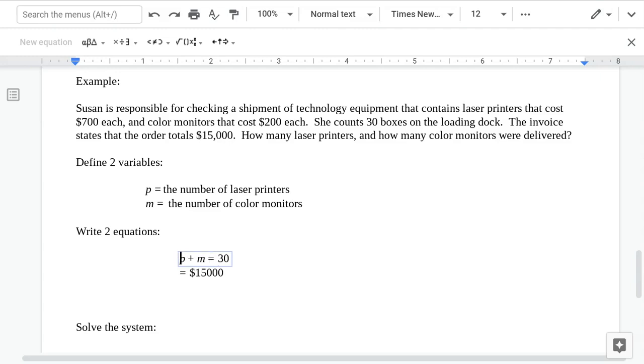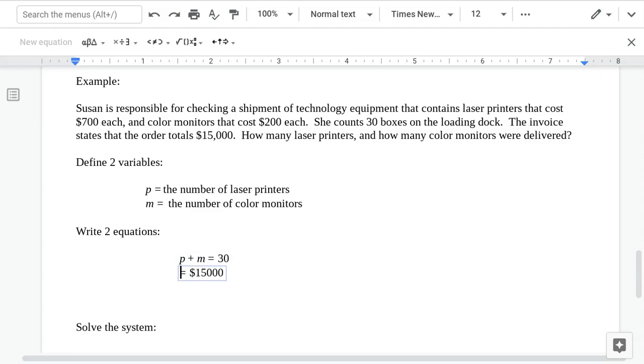And so we get an equation that shows the number of printers and the number of monitors should total to 30. Because if there's 30 boxes, then there are 30 items on that dock, and we know those items are either printers or monitors. So to get a total of 30 items, we have a combination of printers and monitors.